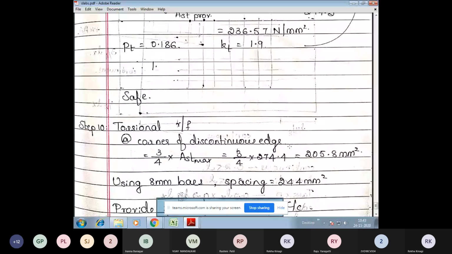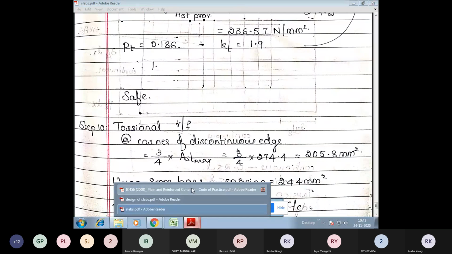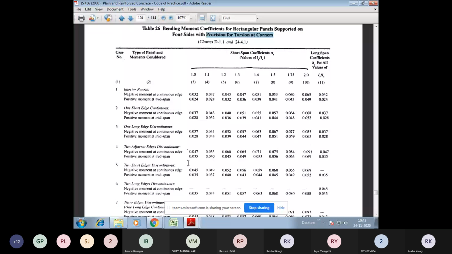In the first design of two-way slab, there was only positive moment because all four edges were discontinuous. And in the second example, we had both positive moment as well as negative moment, since we had continuous edges also as a part of the design. That is, the case was two adjacent edges discontinuous. So depending upon the number of coefficients, we'll be getting the number of moments and accordingly we can calculate the reinforcement.